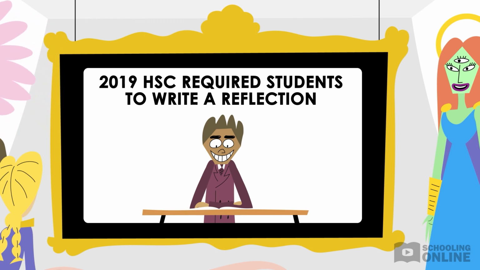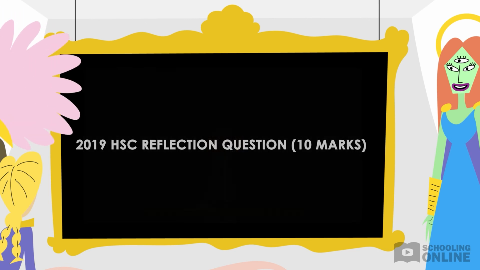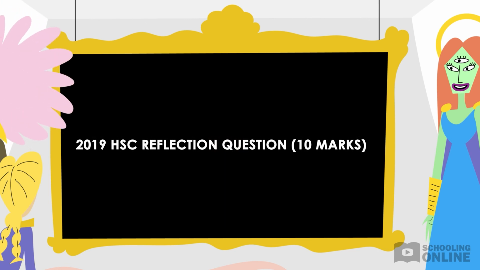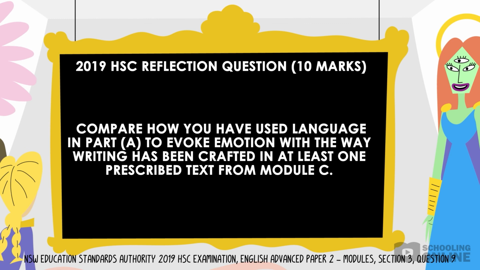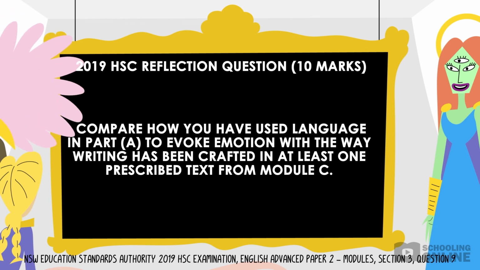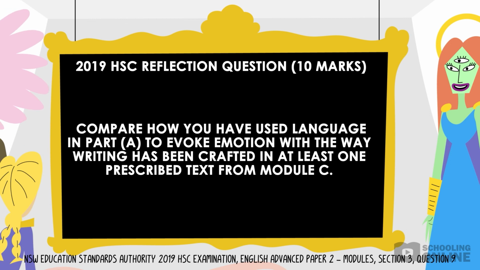But it's likely you'll need to write one for a school assessment. Here's the 2019 HSC reflection question. For 10 marks, students had to compare how you have used language in Part A to evoke emotion with the way writing has been crafted in at least one prescribed text from Module C.